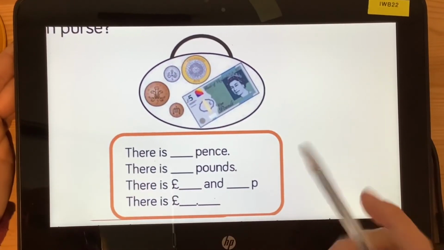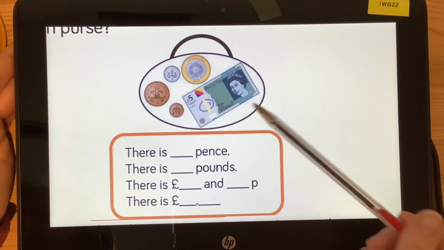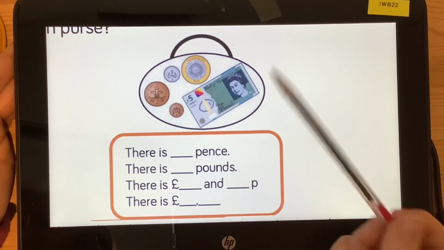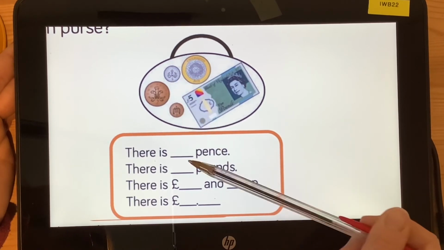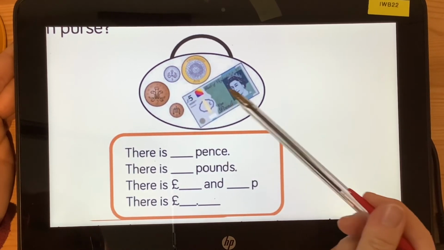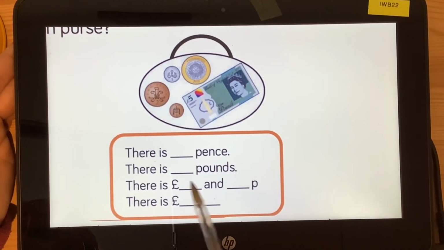Then we've got this one. I've got here a 2p, a 5p, a 1p, a £2 coin and a £5 note. So how many pence have I got? I've got 5, 6, 7, 8. So I've got 8 pence. How many pounds? I've got 5, 6, 7. So I've got £7. So I've got £7 and 8p.